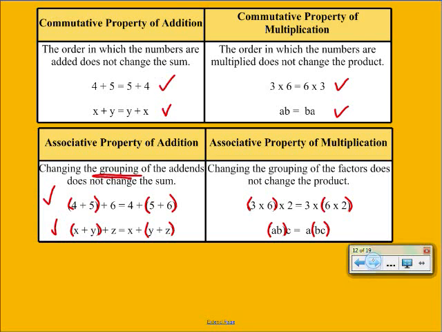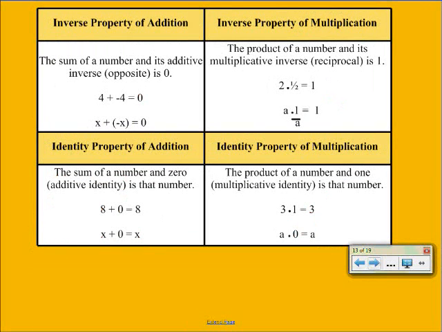As we continue with our properties, we see the inverse property of addition means that you want to find its additive inverse. Now let's remember that vocabulary word. That's important. The sum of a number and its additive inverse. Additive inverse just means its opposite. Those two sums would be 0. So if I take 4 and its additive inverse of negative 4, it would be 0. If I have the variable x, its additive inverse, the opposite, would be negative x. And that also would equal 0.